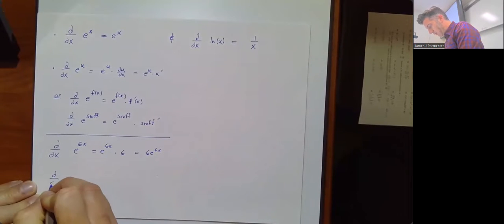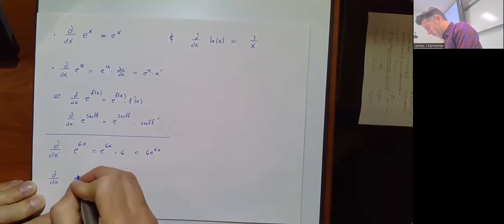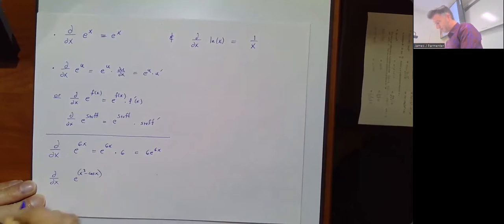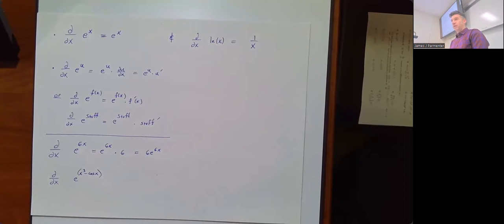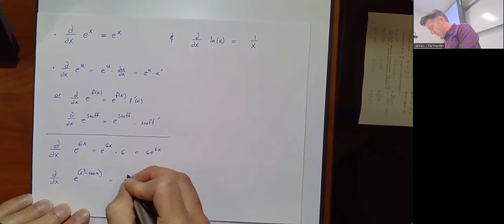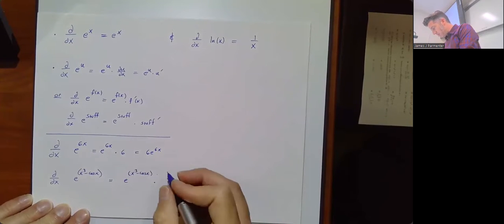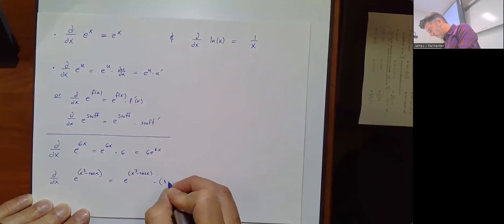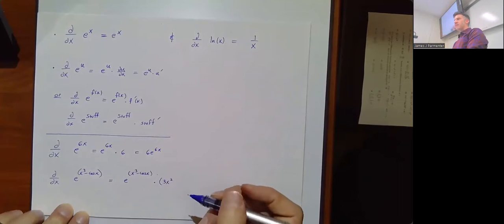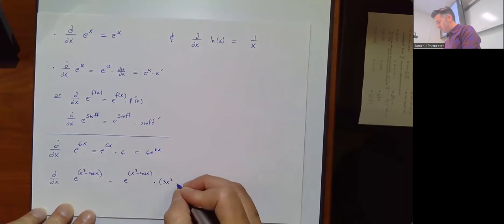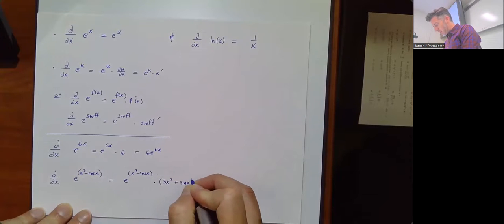Or the derivative of e to the, I don't know, x cubed minus cosine of x. Well, same idea. The derivative of e to the stuff is e to the stuff times the derivative of the stuff. So here we're going to get e to the same exact stuff multiplied by the derivative of that stuff, which is 3x squared. The derivative of cosine is negative sine, so minus cosine will have a derivative that is minus sine, which is plus sine of x.